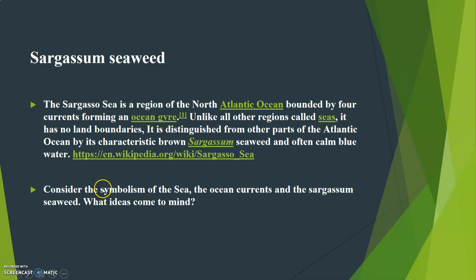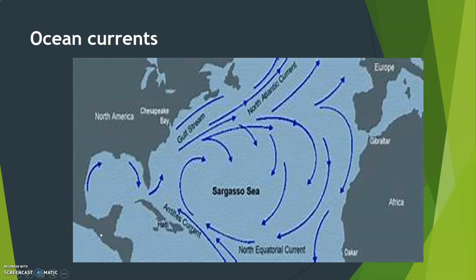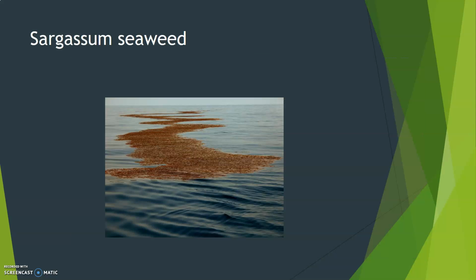And why are we focusing on Sargasso? Because to some extent, it might be symbolic in the text. When you work out your symbolism, consider that it's a place where the ocean currents meet, and that is where the seaweed is produced. See how that could be applied to the text if necessary. Here you have a map showing you the movement of the ocean currents, and here you have an example of what the Sargassum weed looks like.